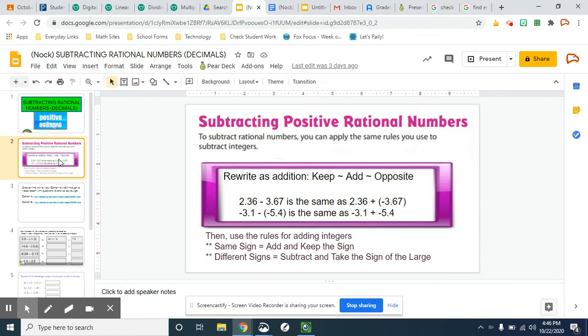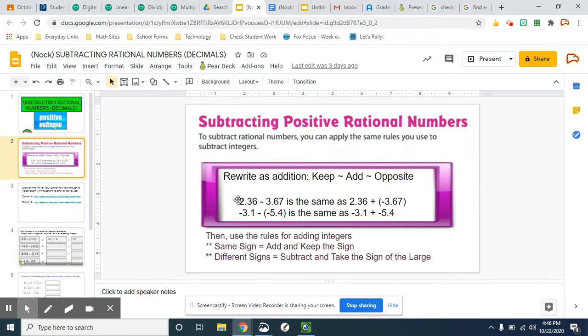So, subtracting positive rational numbers. To subtract rational numbers, you can apply the same rules you use to subtract integers. So we're looking at fractions and decimals now, but the rules for rewriting subtraction as addition with integers are the same for decimals and fractions. So remember that we keep, add, opposite. If I'm taking away something, I'm actually gaining the opposite.